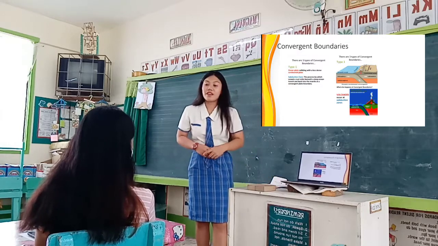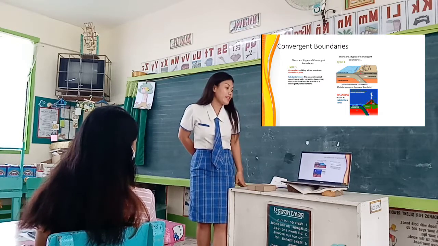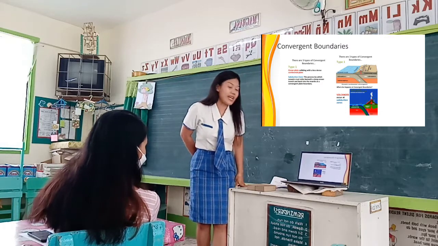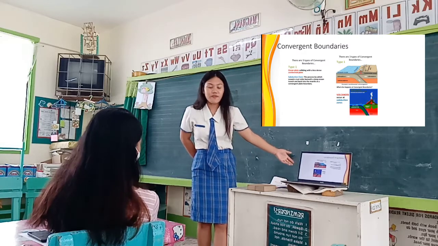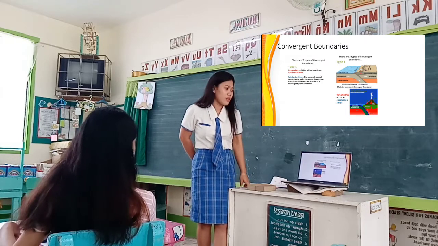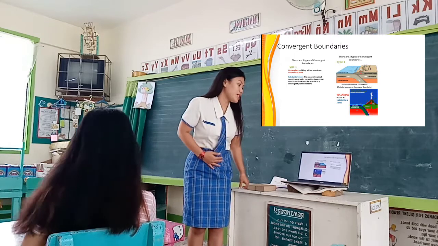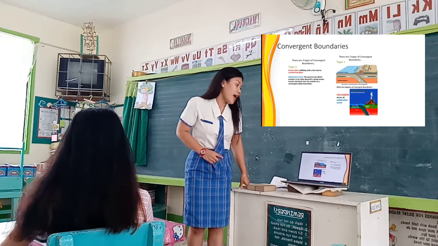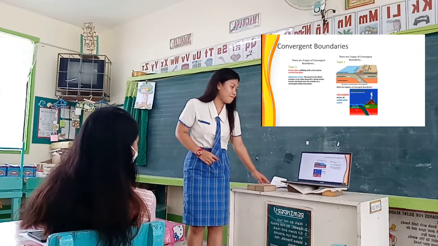So yes, we have here the three types of convergent boundaries. So the type 1 here is an ocean plate colliding with the less dense continental plate. So it is an oceanic and continental convergence. So volcanoes occur at the subduction zone. So what is the subduction zone? So subduction zone is the process by which oceanic crust sinks beneath a deep ocean trench and back into the mantle at a convergent plate boundary.